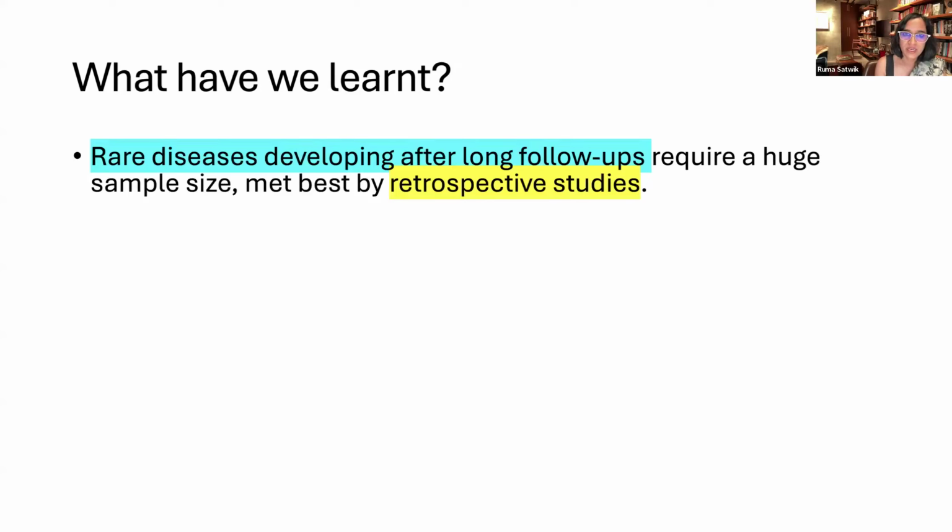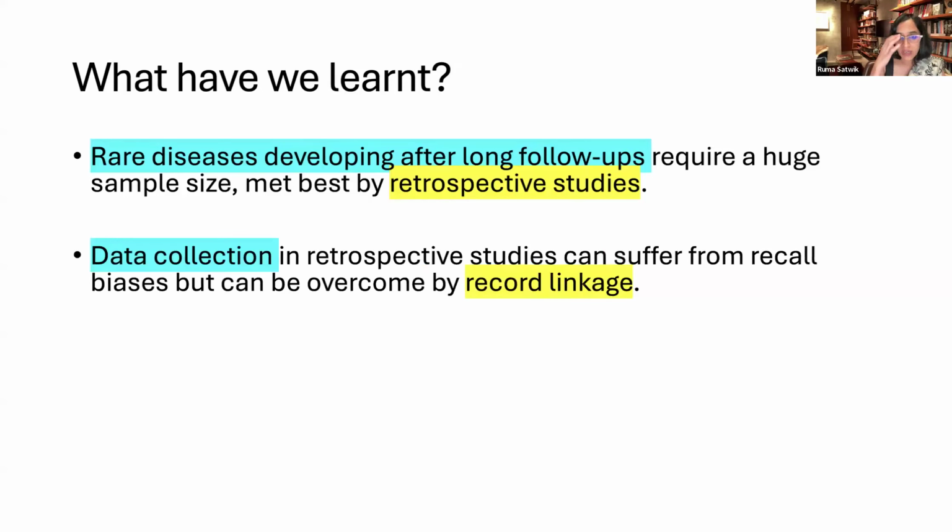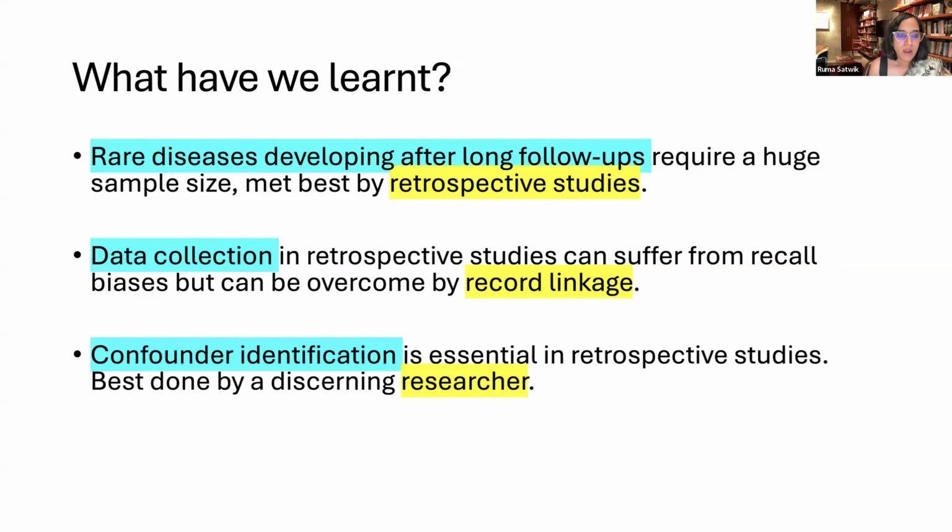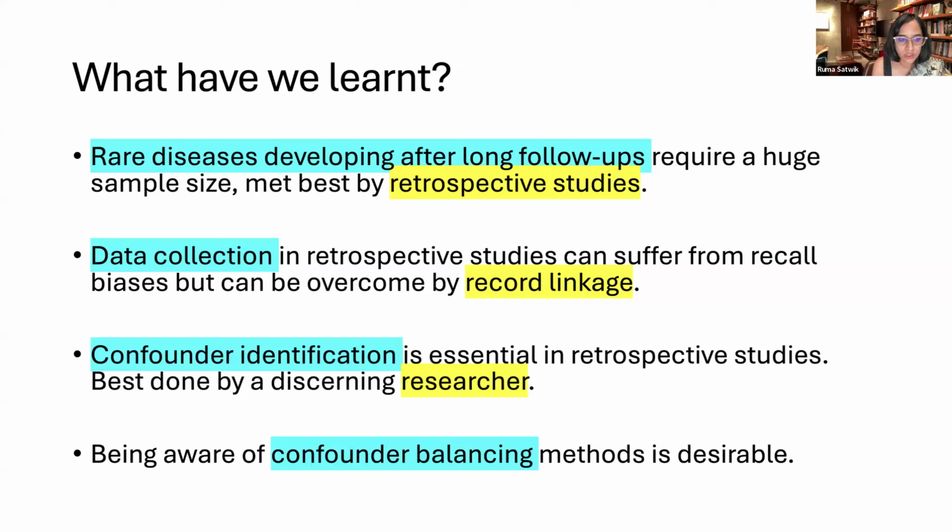Rare diseases developing after long follow-ups require a huge sample size, and this is met best by retrospective studies. Data collection in retrospective studies can suffer from recall biases, but can be overcome by records or record linkage. This study is an example of record linkage. Confounder identification is essential in retrospective studies, best done by a discerning researcher. Being aware of confounder balancing methods is desirable, right?